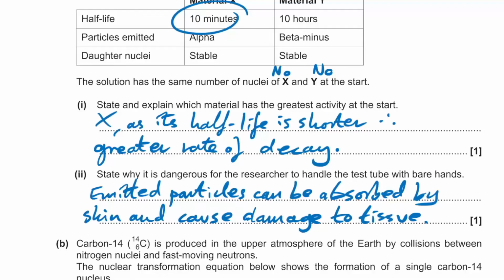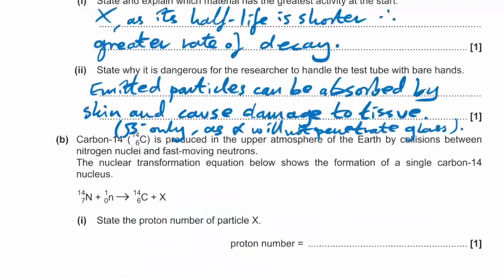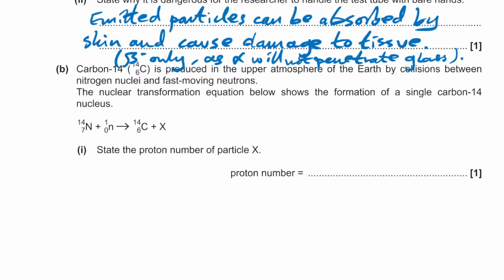Is it the same for both? Will alpha particles go through? Probably not. So we're going to say there's beta minus only, as alpha will not penetrate glass. There we go. You might not have caught that. You might be tempted to think the alpha particles go through because light does this, doesn't it?